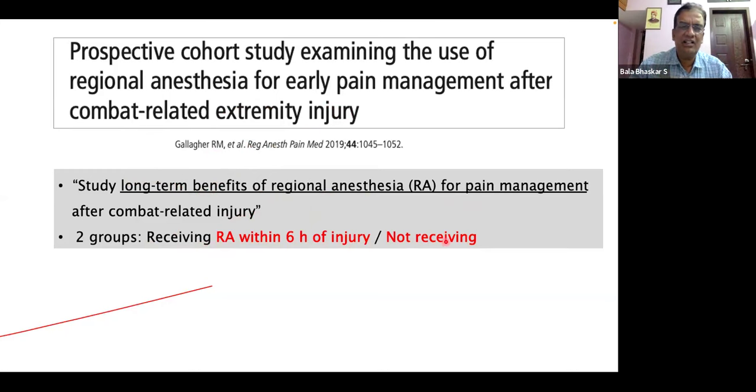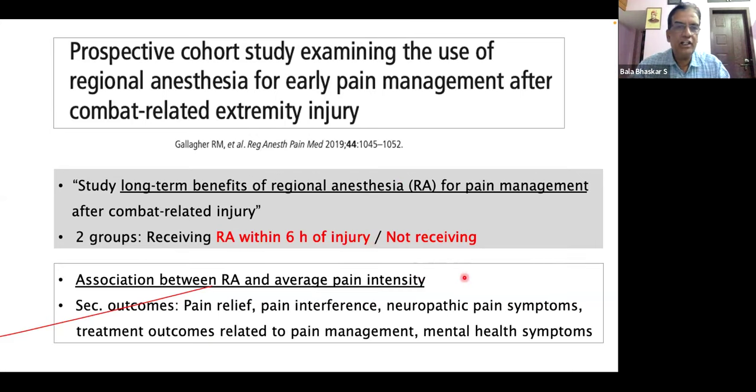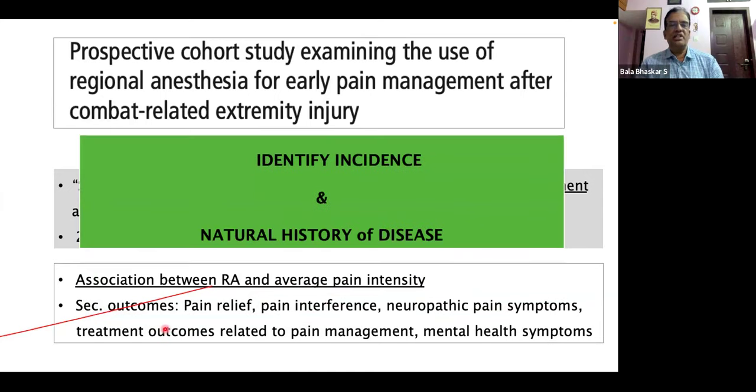They are not allotting regional anesthesia to one group and not allotting it to the other group. They just collected the data forward, that this many patients were administered regional anesthesia within 6 hours of injury, and the rest of them did not receive it. Okay, that's what was done. They tried to find an association between regional analgesia and the average pain intensity in the set of patients, and there are other secondary outcomes also. So this type of study, a prospective cohort study, will help us in following up the natural course of a condition or a disease or an outcome, and also identify the incidence of this outcome. This is important for us to understand, right?